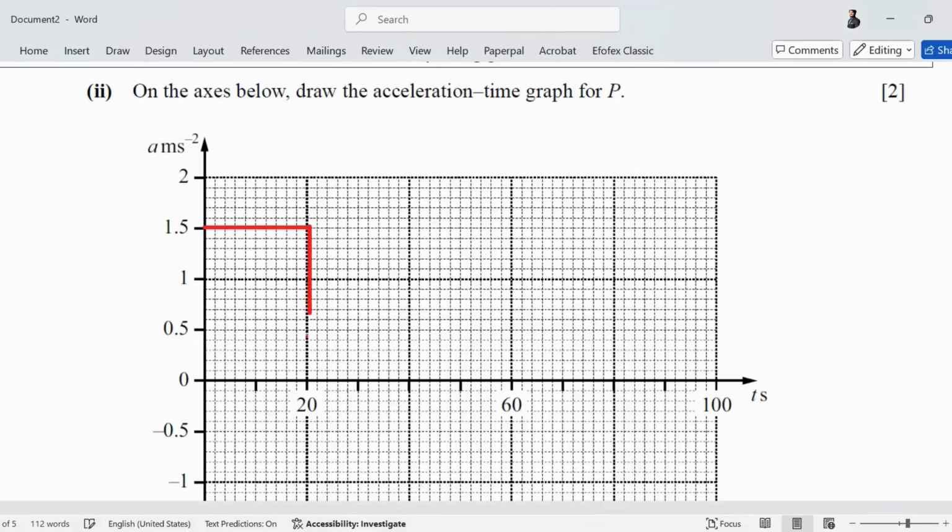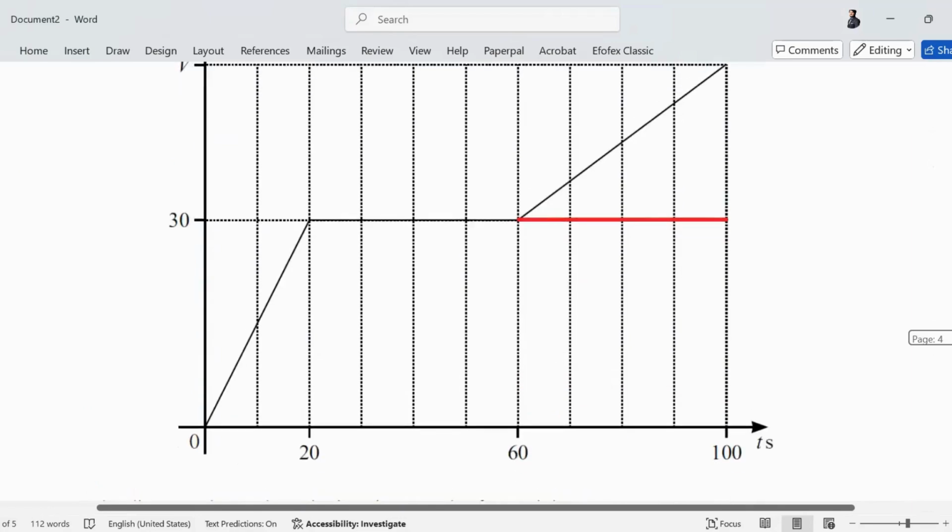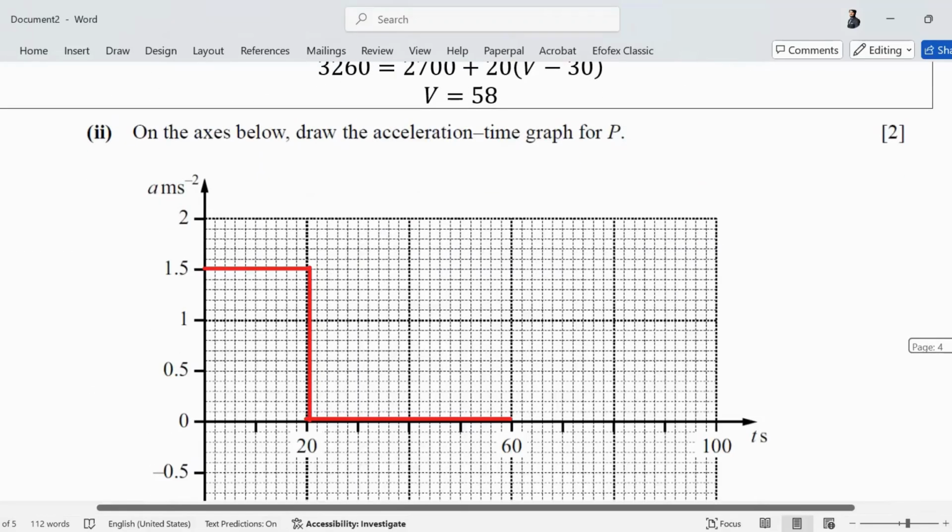Acceleration will also be 0. And then what is the gradient of this line? Figure out the gradient of this line. 58 minus 30 upon 40, tell me what you get. 0.7.